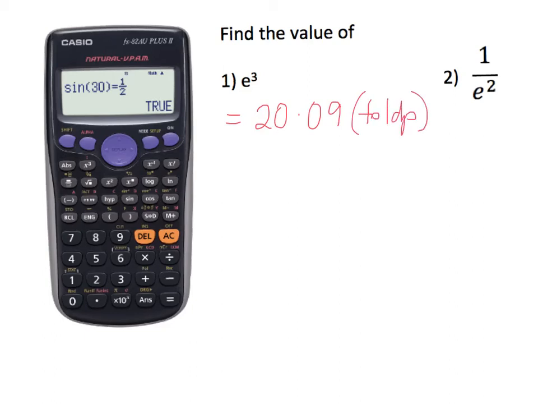Okay, number 2, very similar. So we're going to press the fraction button first on our calculator and then a 1, arrow down to the denominator, press the shift and then this button to get the e already typed in your calculator, and then you enter a 2 to make it 1 on e squared, press equals, and maybe we'll do it to 2 decimal places, 0.14.